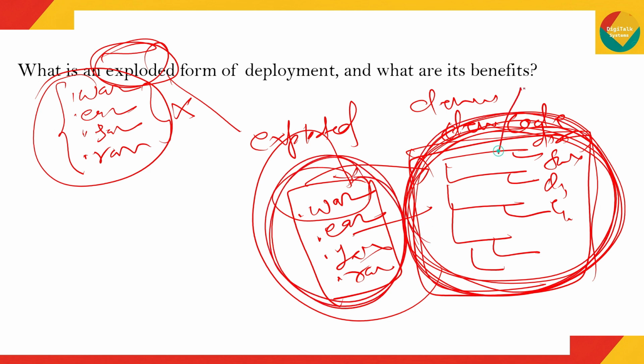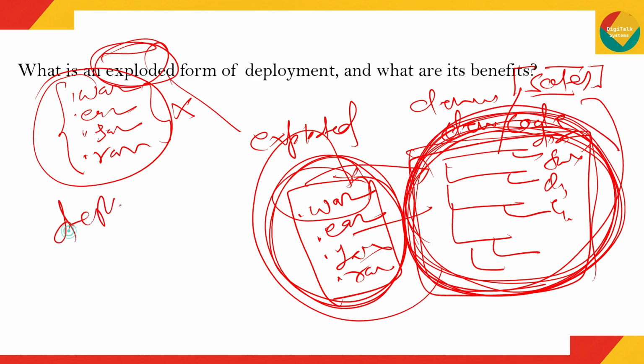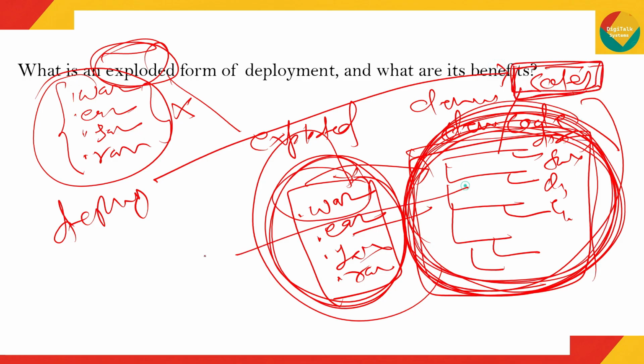Whatever the parent directory, for example, I have a parent directory sales. Inside this parent sales directory, I have this complete folder structure. So during the deployment, you can select this sales folder, and this code will be deployed in the exploded form. Okay, this is an open directory.